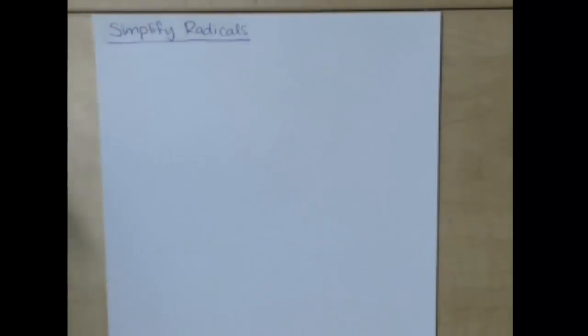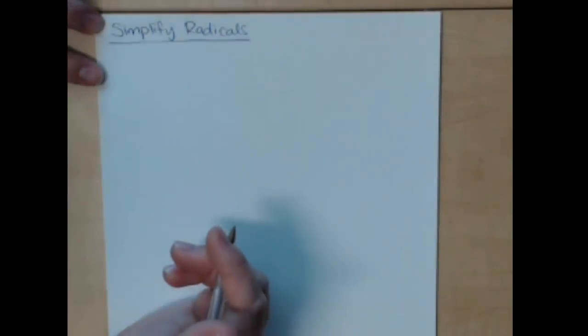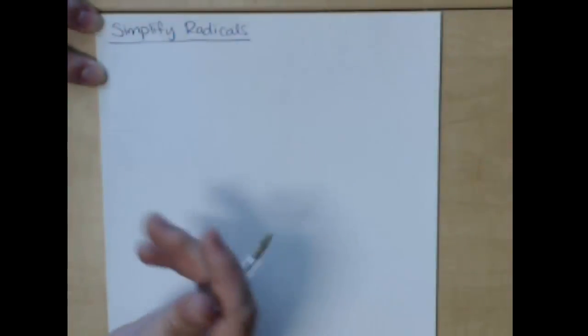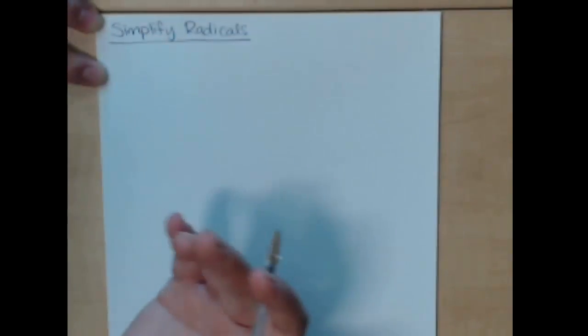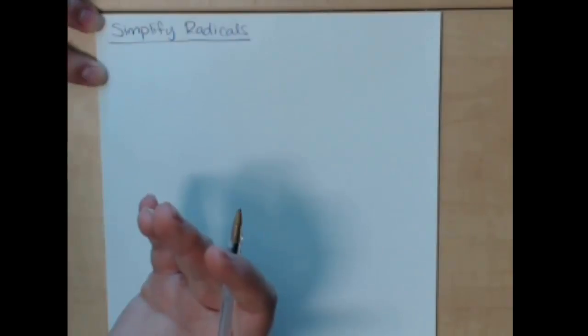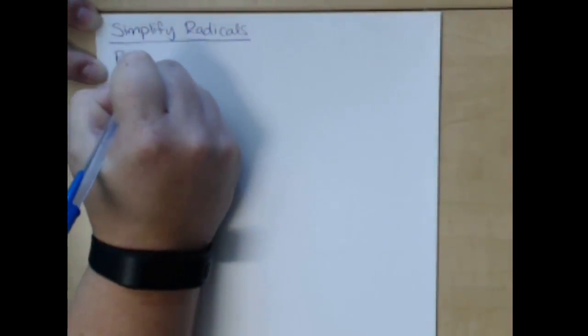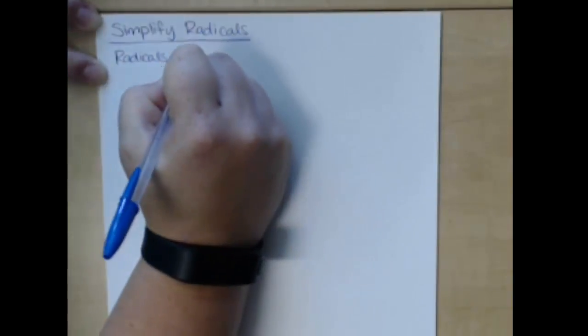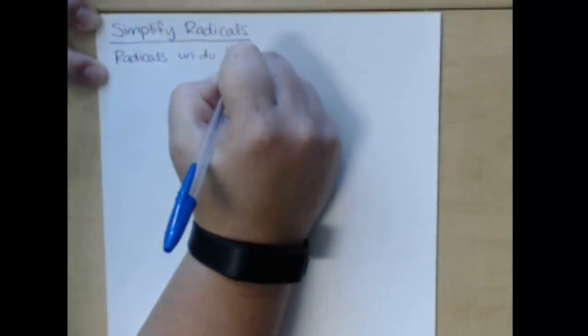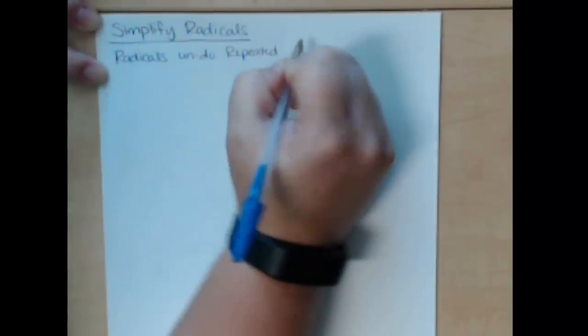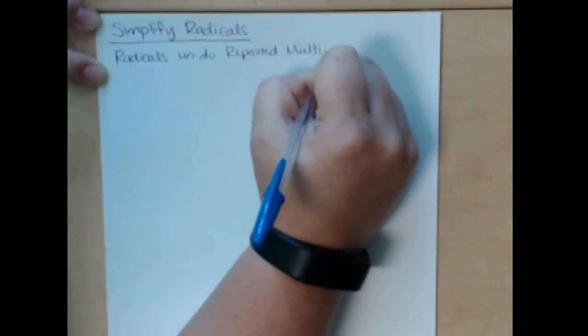Okay, so when we talk about radicals, we mentioned before that radicals undo exponents, right? Or undo repeated multiplication. So I'm going to go ahead and write that. Radicals undo repeated multiplication.